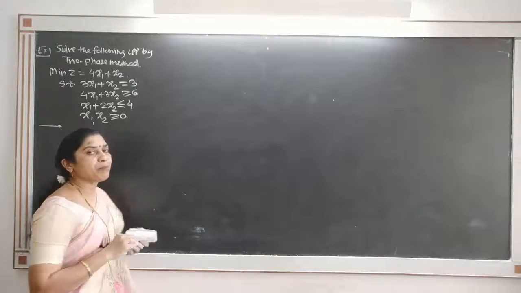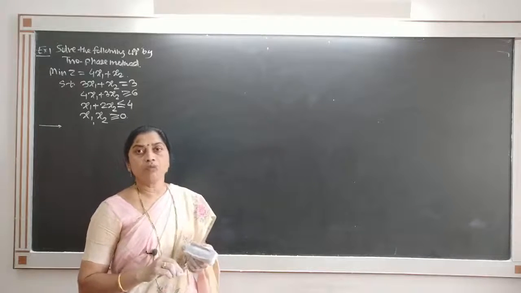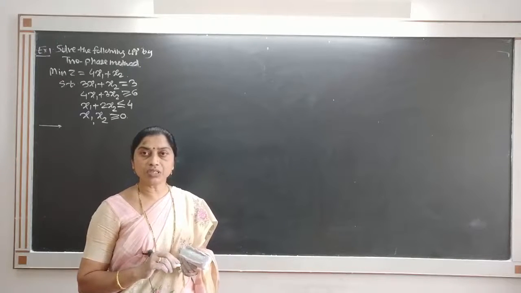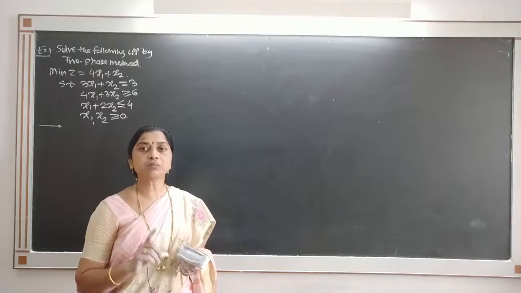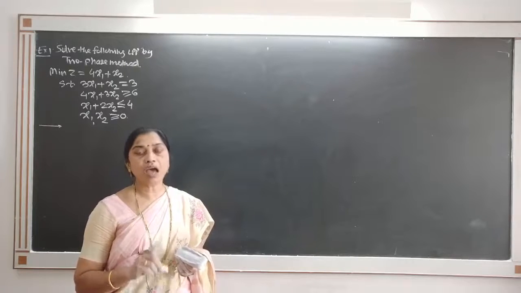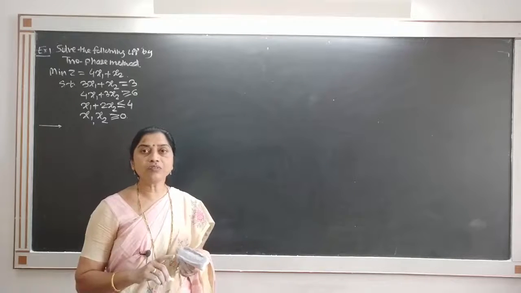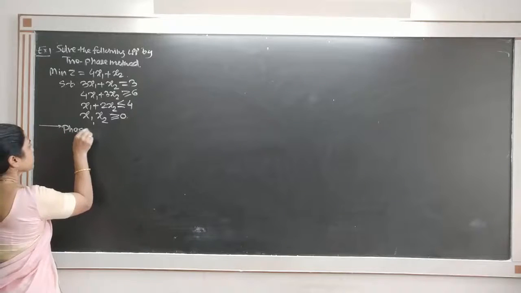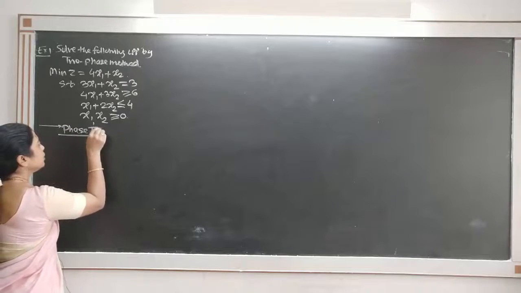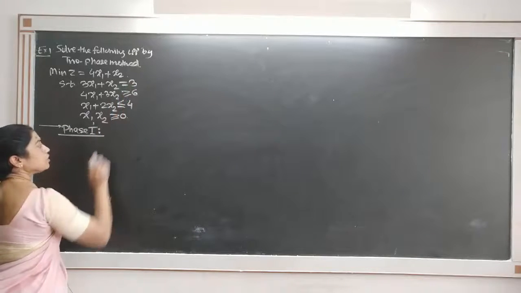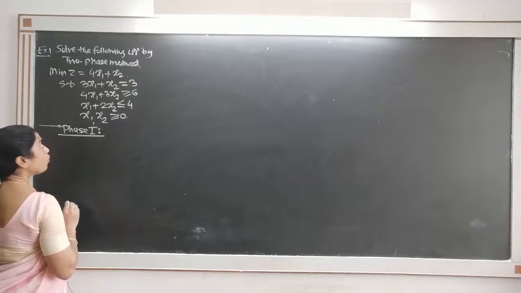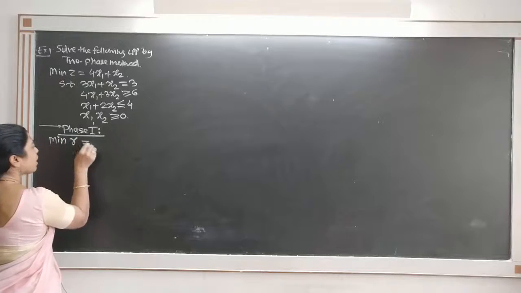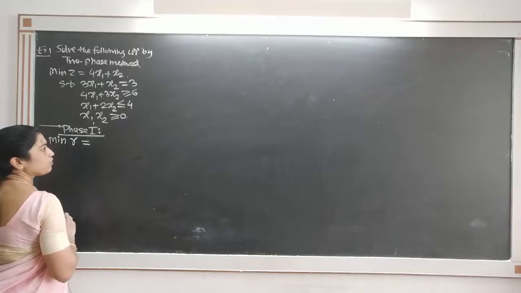To solve the LPP by two-phase method, we will start with phase 1 in which the only change is the objective function is minimization of R, where R is the sum of artificial variables. So consider phase 1. In this phase we are writing the LPP in standard form. Only the change is the objective function is minimization R, where R is the sum of artificial variables.